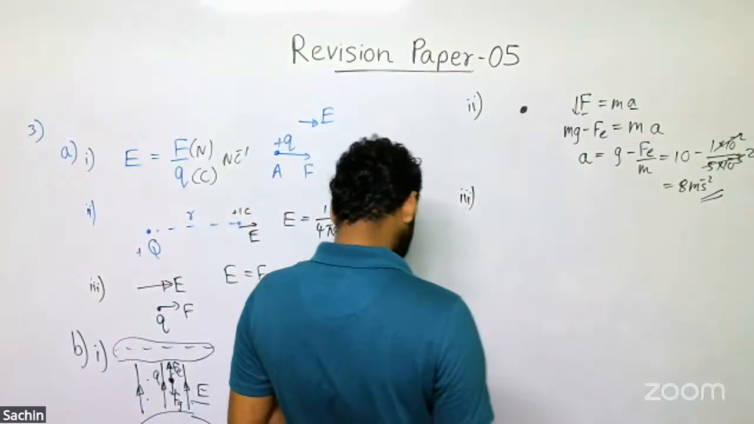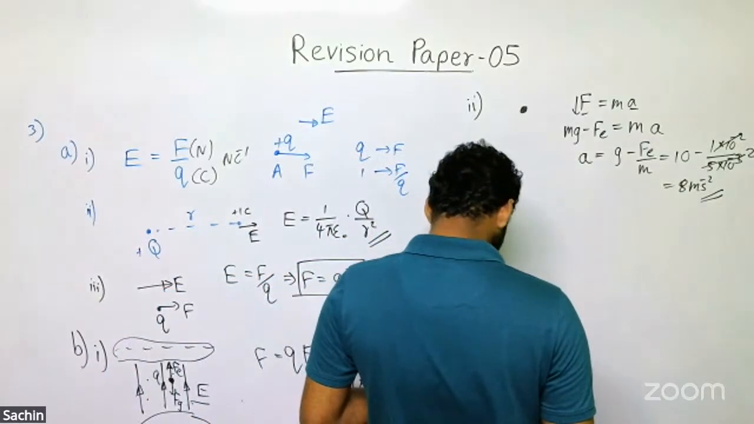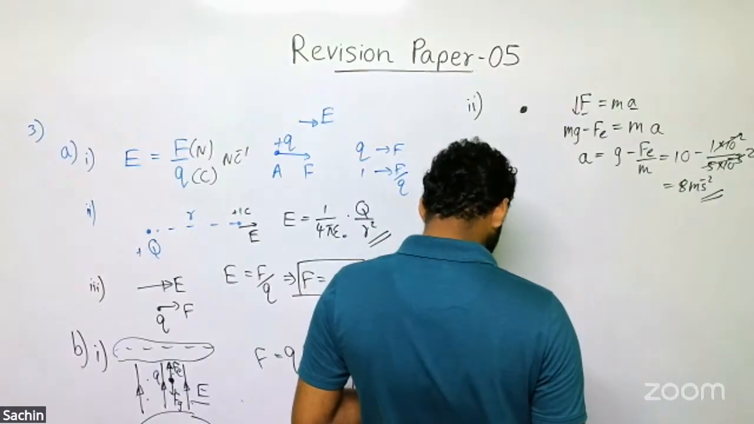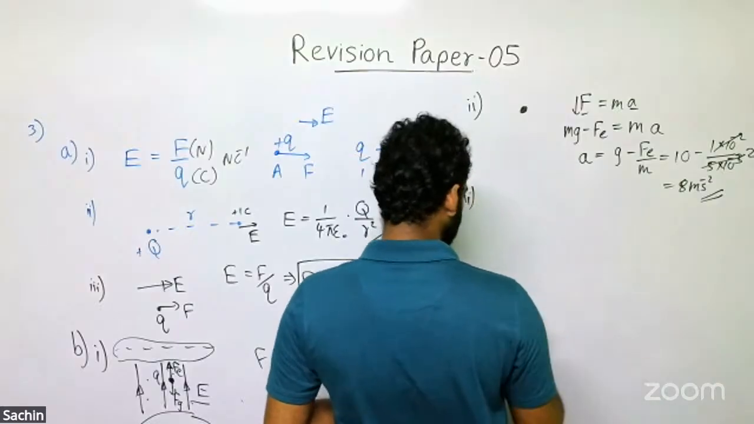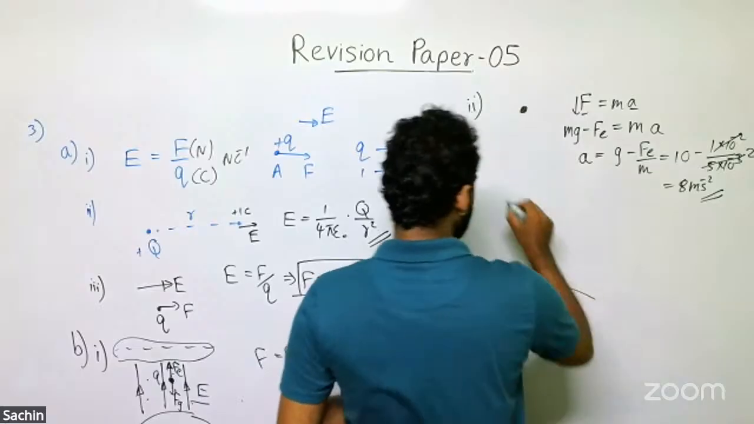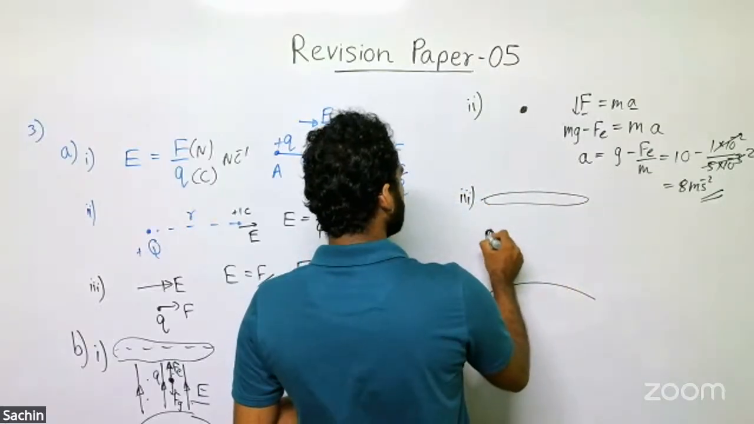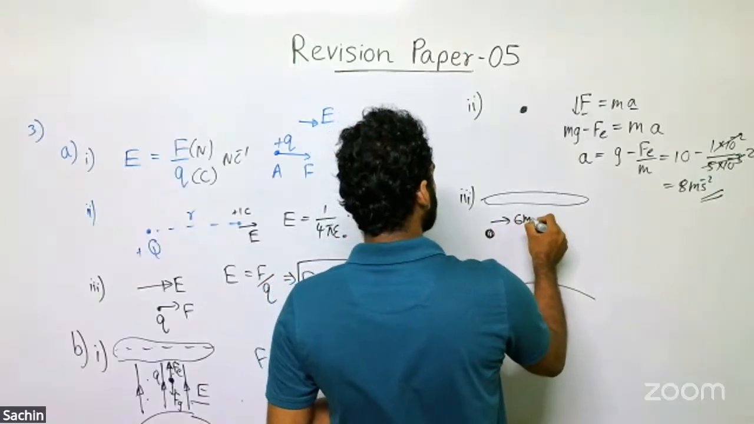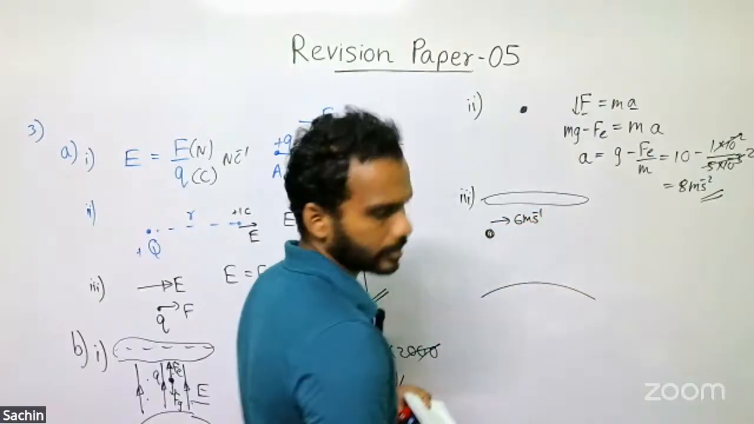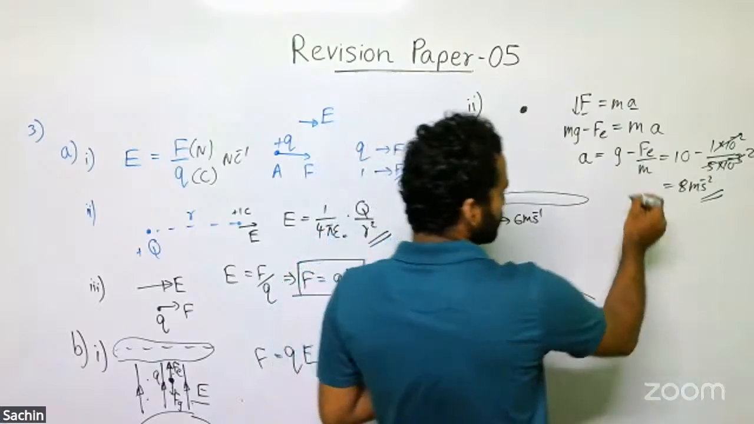Now the ball enters the electrostatic field with 6 meters per second horizontal velocity. Draw the path of the ball in the magnetic field. Okay, so this is the area, this is the cloud and this is the area. The ball is entering at 6 meters per second horizontal velocity. So what should happen? Now there's no difference, by the way.